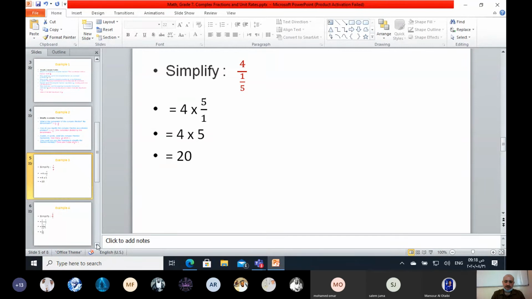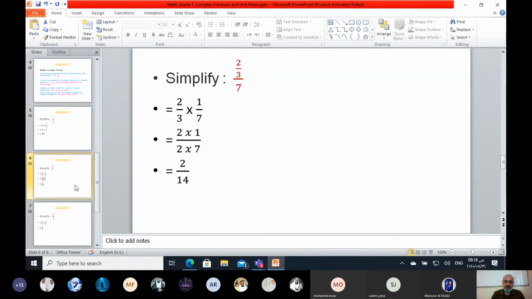The second example. Simplify. Also we have here a complex fraction. Why? Because in the numerator we have the fraction 2 over 3. How to simplify? Use the rule. The rule says keep the numerator, write the numerator here, 2 over 3. Then change from divide to multiply. So write here multiply, then flip. Here 7 will be 1 over 7.